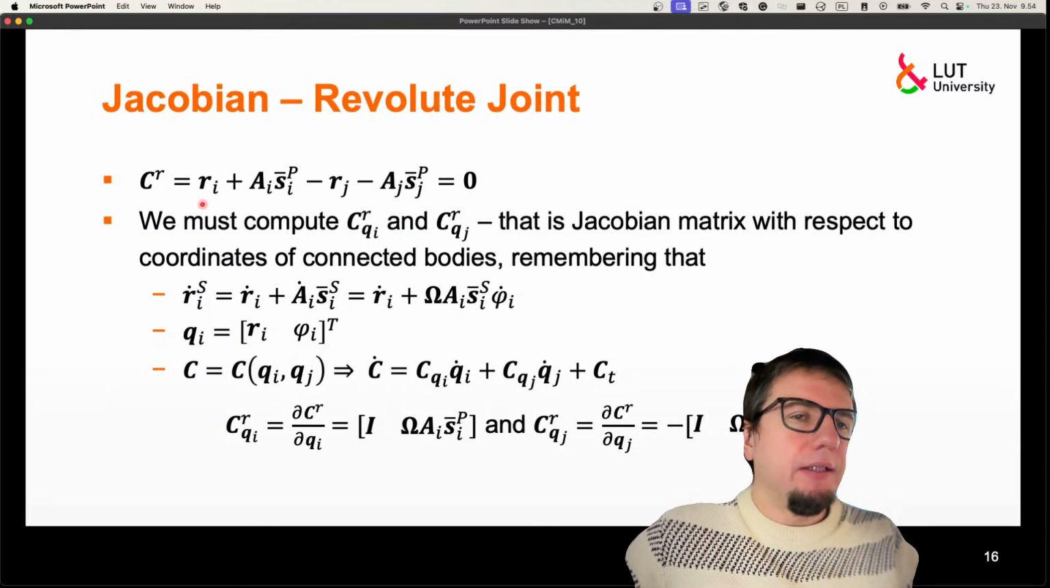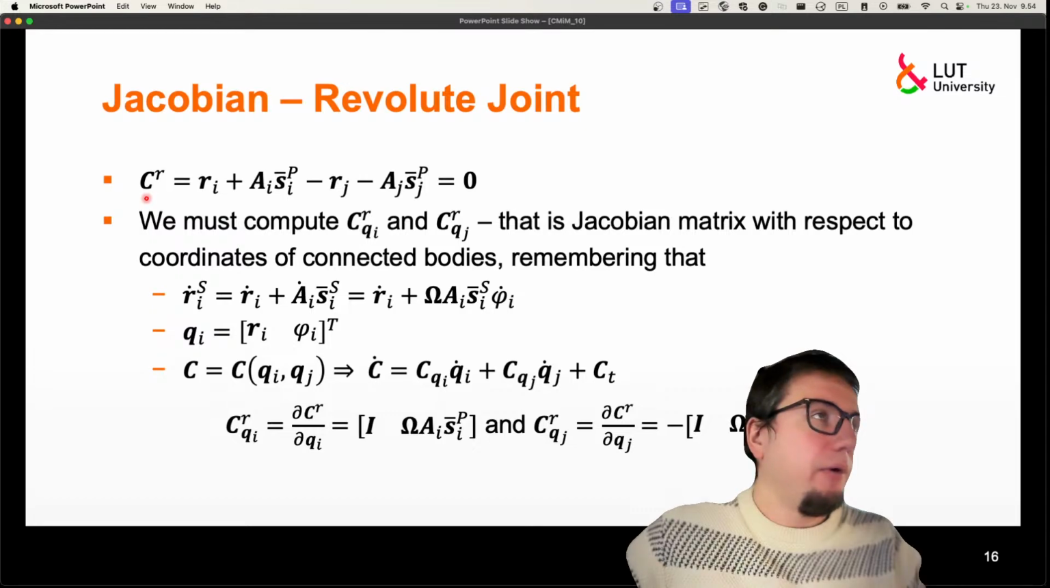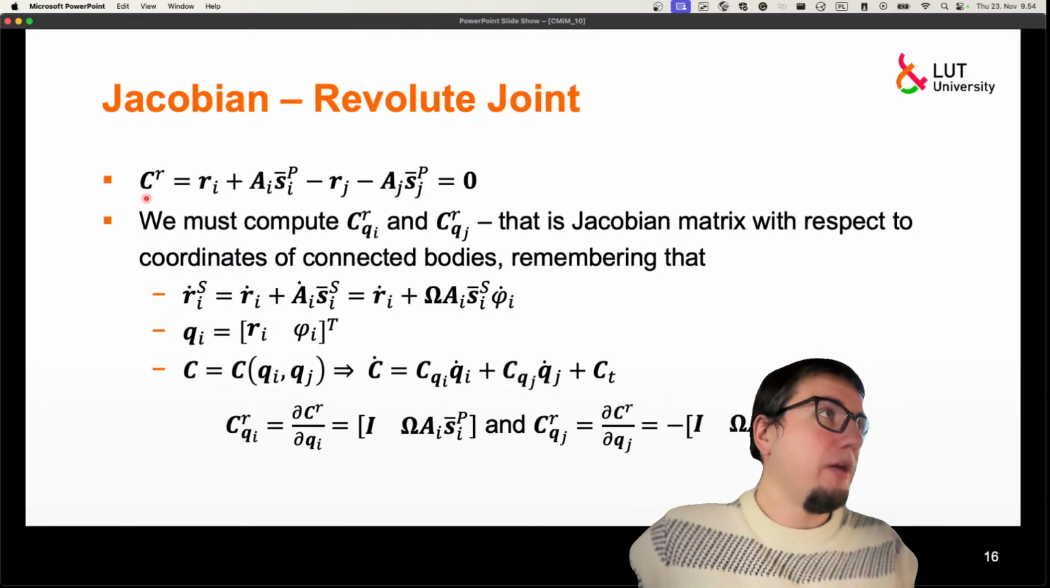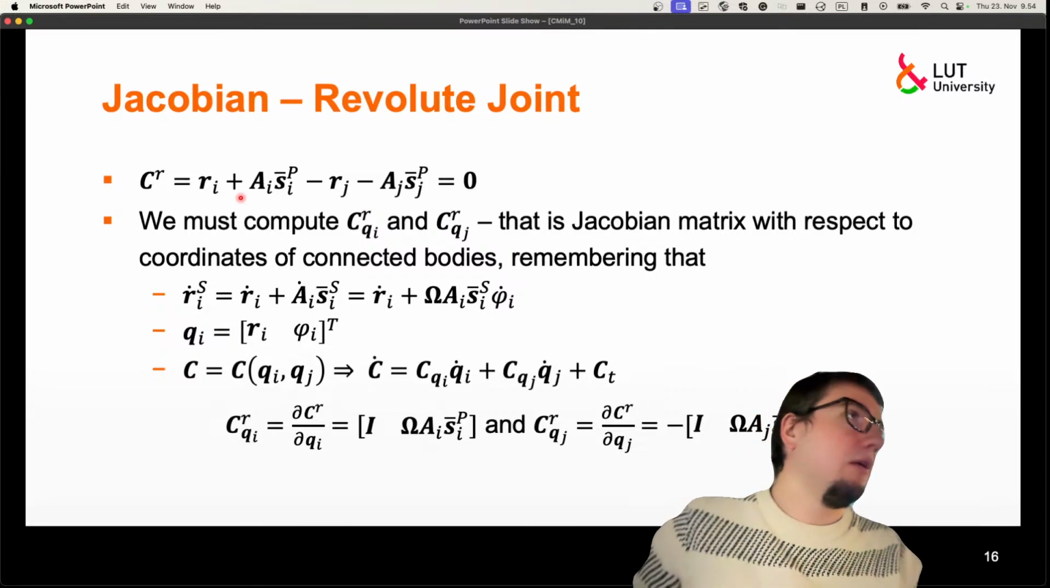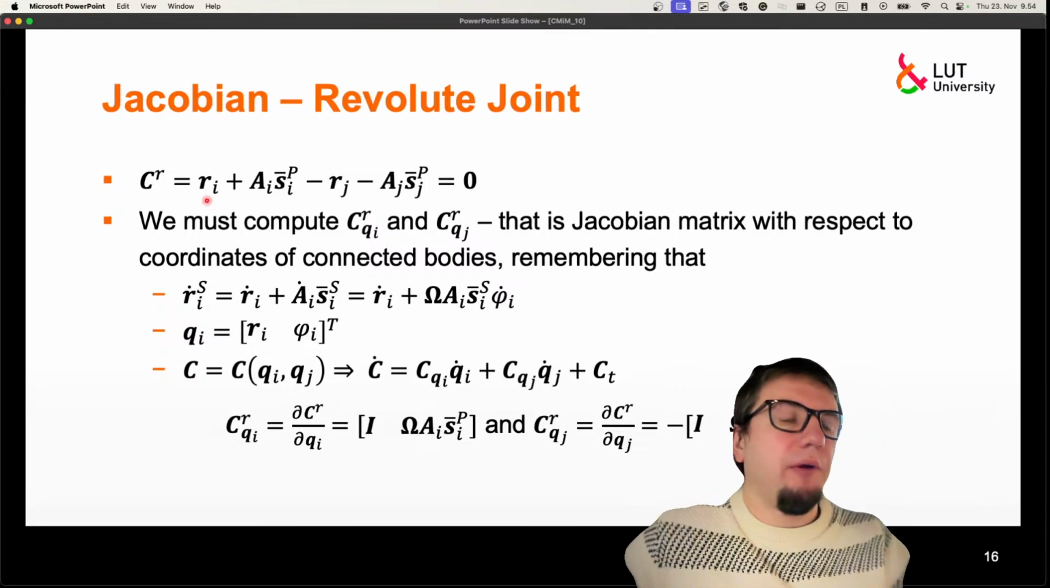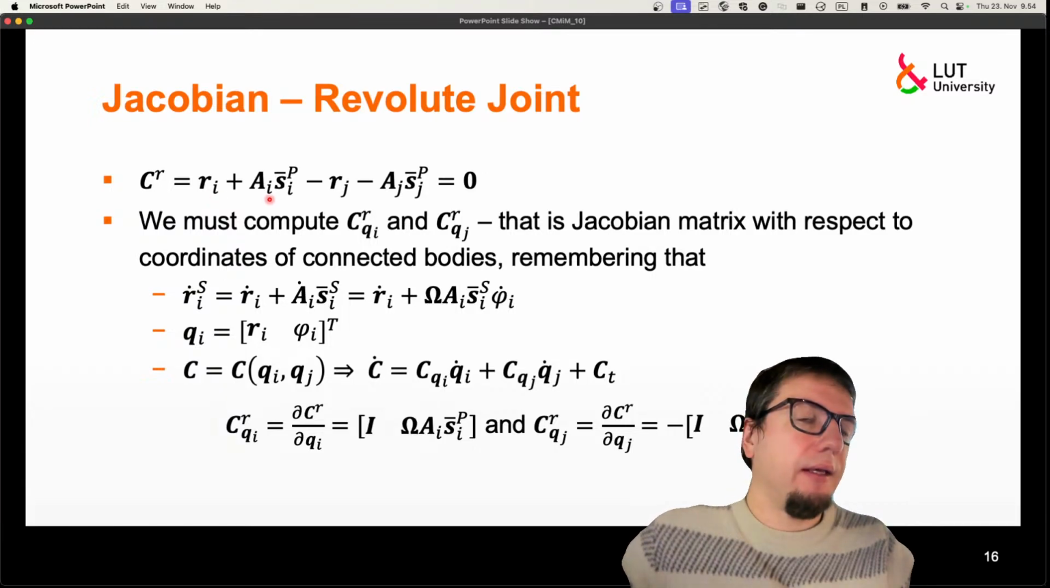Again, this is the constraint equation, a set of two equations for the revolute joint. I hope that you can already recognize it. They lead to the same vector, but from different local coordinate frames. That's why we have here Ri plus Ai Sip local minus Rj minus Aj Sjp local, and this must be equal to 0.